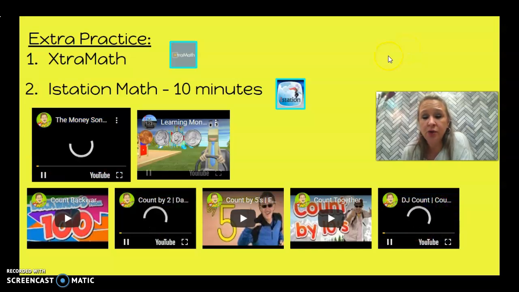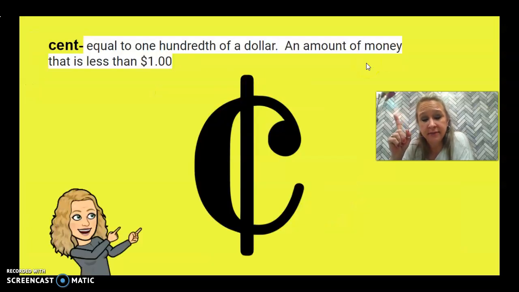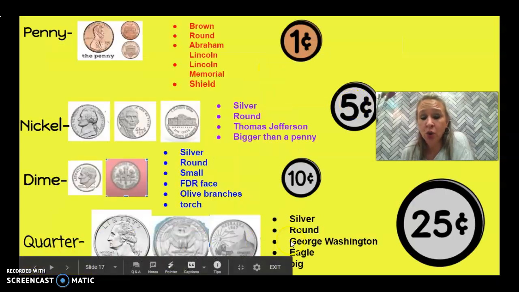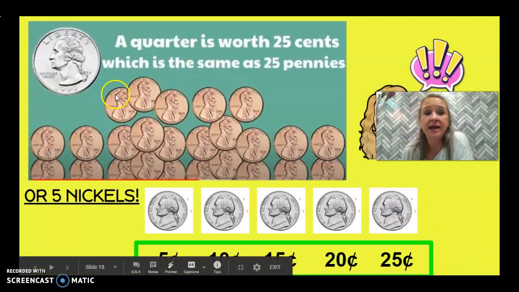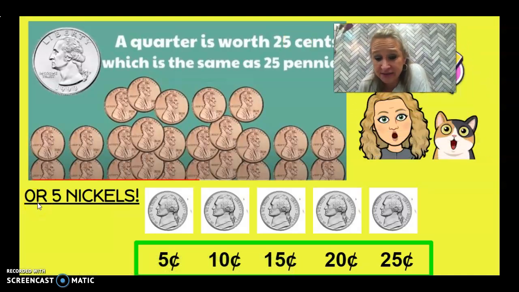So let's review what you learned today. You learned that a cent is equal to 1/100th of a dollar. That's an amount of money less than $1. It's smaller than $1. You learned that a quarter is worth 25 cents. And that's the same as 25 pennies. And it's also the same as 5 nickels.